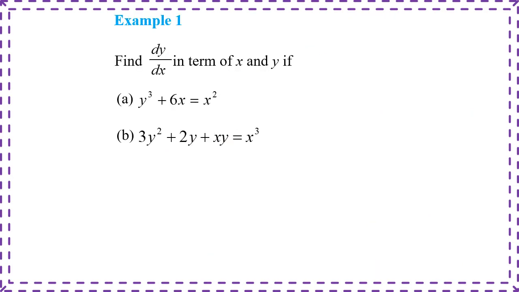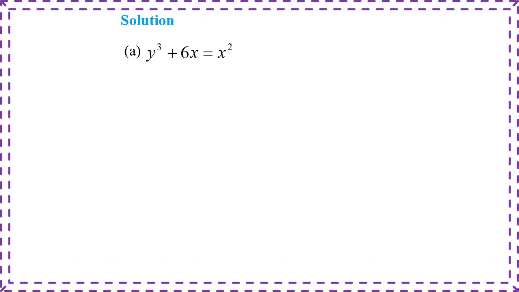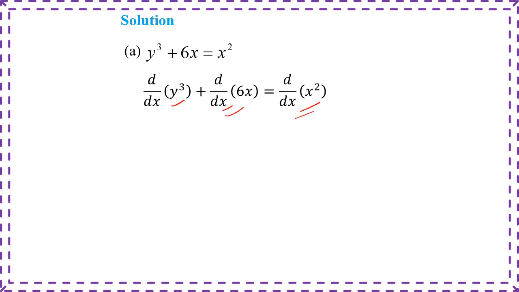So example 1, find dy dx in terms of x and y if for A, y cubed plus 6x equal to x squared. For B, 3y squared plus 2y plus xy equal to x cubed. So for question A, directly apply differentiation with respect to x on each term. So differentiate y cubed with respect to x plus differentiate 6x with respect to x equal to differentiate x squared with respect to x. Okay, so let's differentiate each of these terms.